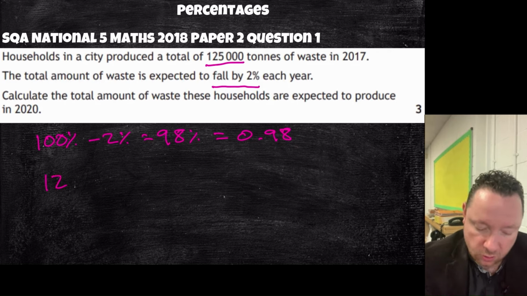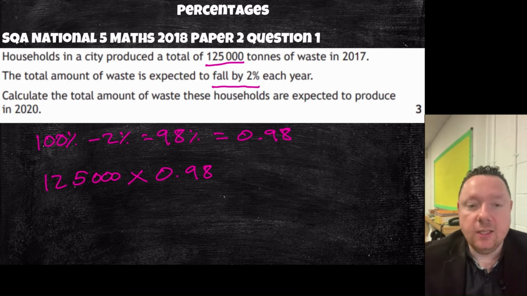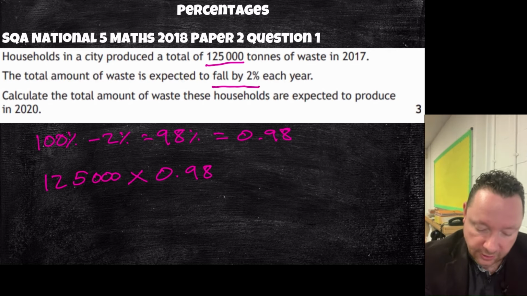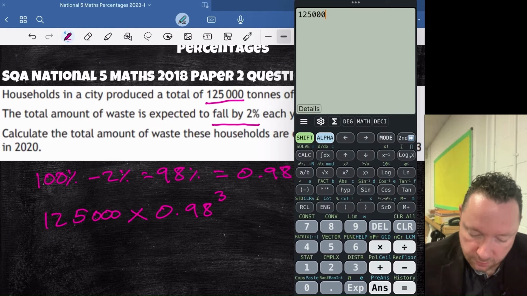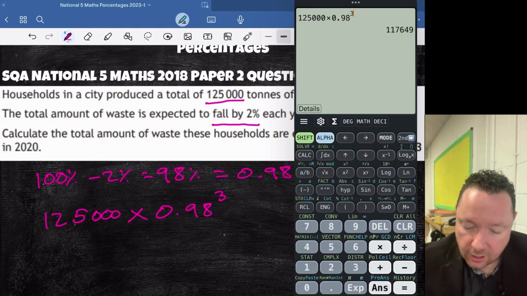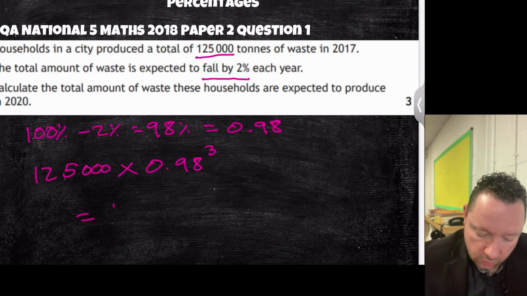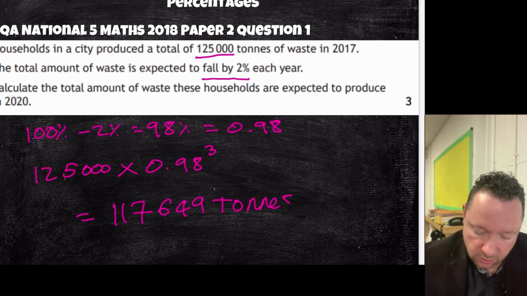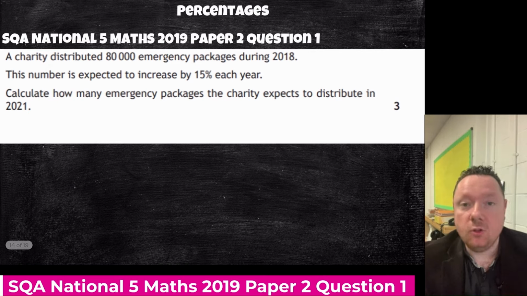So we take our amount, 125,000, times by the multiplier of 0.98, and we need to work out the time. 2017 to 2020 is 3 years, so to the power of 3. 125,000 times 0.98 to the power of 3 is 117,649. I'll just write tonnes, because that's our units in the question. And we're done there.